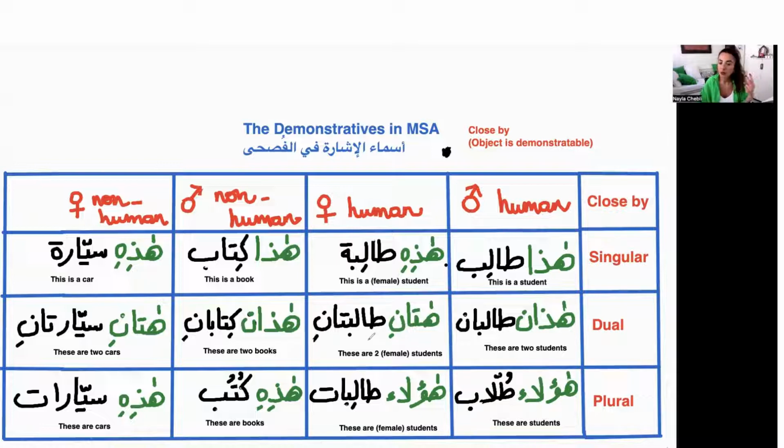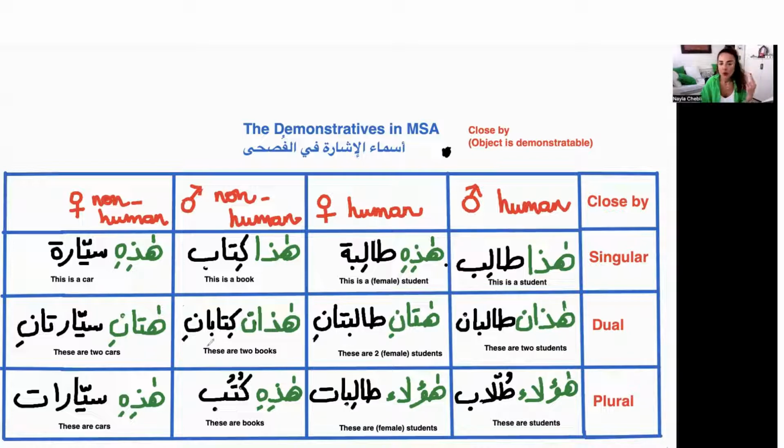If these two students are both female, I use هتان. هتان طالبتان. This translates to these are two female students.